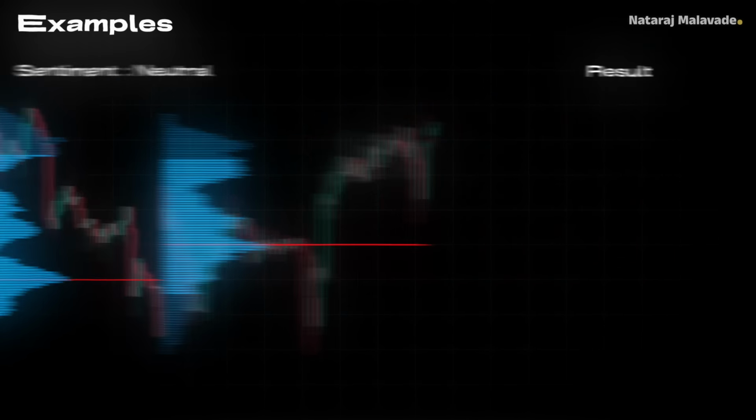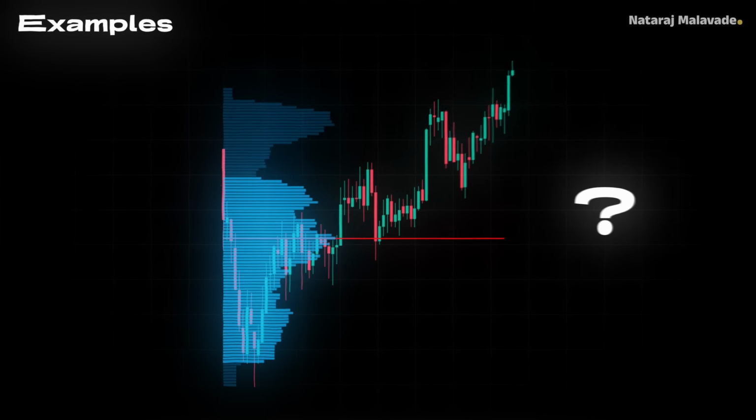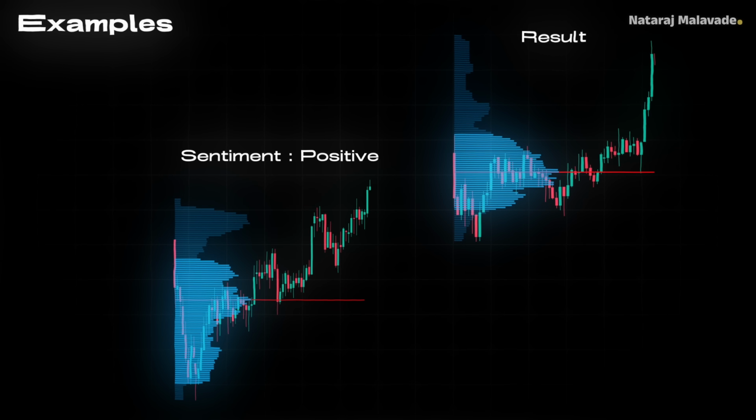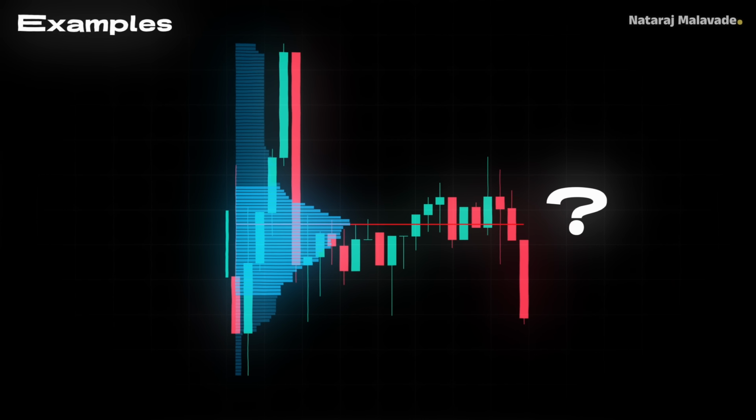Moving on to the next day's sentiment. Think about it. Pause for a moment, and what do you think about the sentiment? Well, it's a positive sentiment. Why? Because the market closed above the value area, and as a result, we got a very good up move on the next day. And now let's look into this profile and pause for a moment. Think about the sentiment.